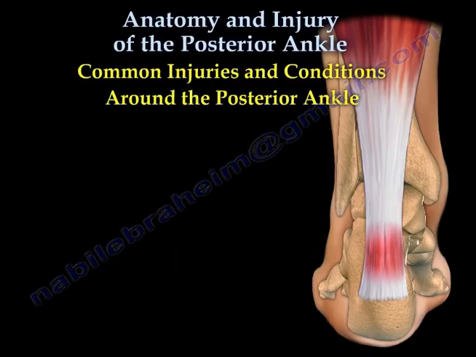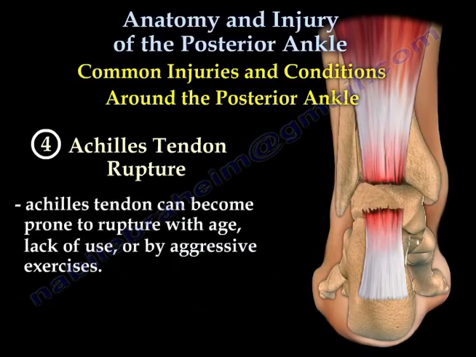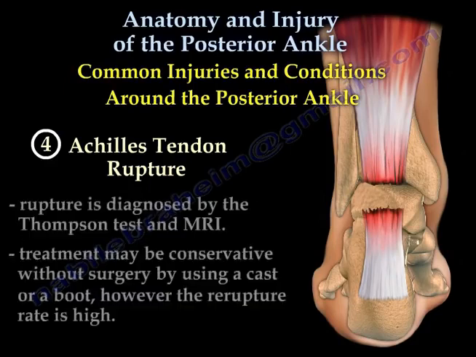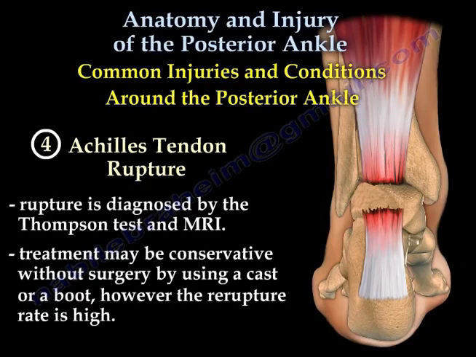The last condition is Achilles tendon rupture. The Achilles tendon can become prone to rupture with age, lack of use, or aggressive exercise. Achilles tendon rupture is diagnosed by the Thompson test and MRI. Treatment may be conservative without surgery, using a cast or boot. However, the re-rupture rate is high.